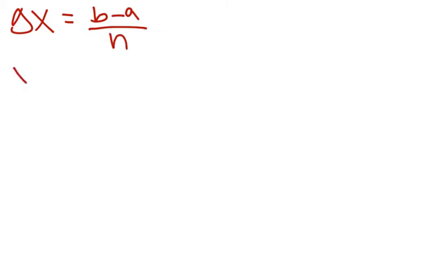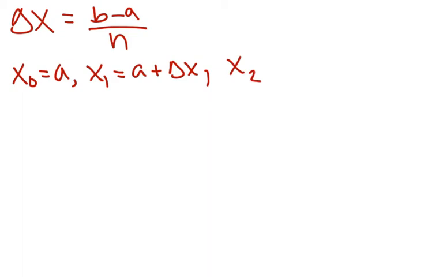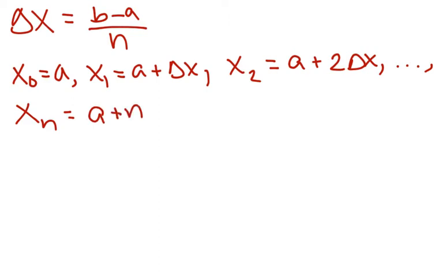Of course, x sub 0 would be equal to a, and then x sub 1 would be a plus delta x, and then x sub 2 would be equal to a plus 2 delta x, and then dot dot dot, getting down to the nth one, which would be a plus n times delta x, which of course equals b. And so we start off by setting up our subintervals in the exact same way.